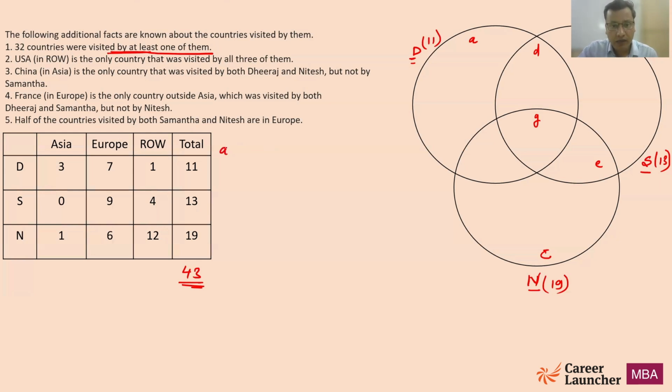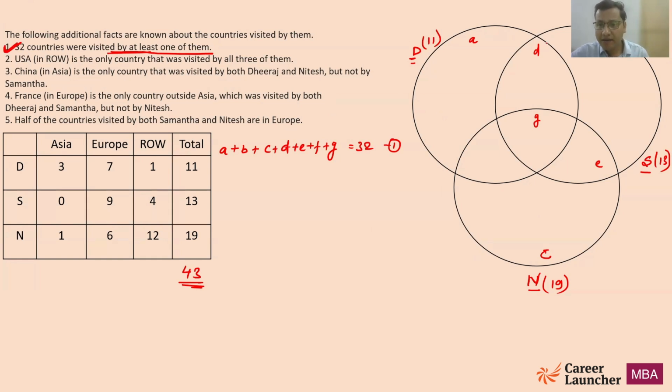I can write A, which is only Dheeraj, plus B, which is only Samantha, plus C, which is only Nitesh, plus D, which is Samantha and Dheeraj together, not Nitesh, plus E, which is Samantha and Nitesh, not Dheeraj, plus F, which is Nitesh and Dheeraj, not Samantha, and finally G, which is all three. The sum of the numbers in all these regions has to be 32, right? So we got our first equation out of the first statement.